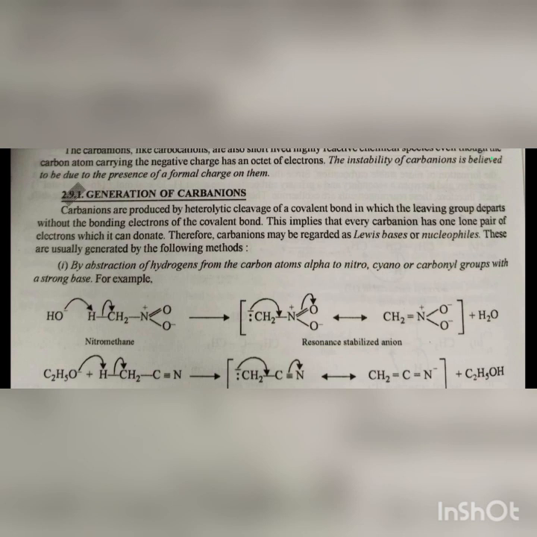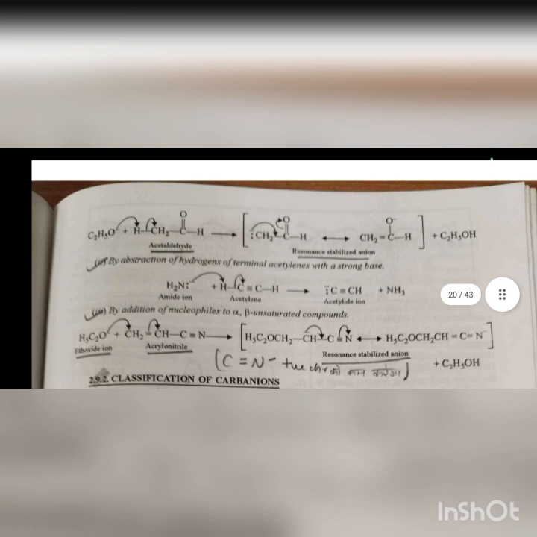First is by the abstraction of the hydrogen from the carbon atom alpha to nitro, cyano or carbonyl groups with a strong base. Second is by the abstraction of hydrogens of terminal acetylenes with a strong base. And the third is by the addition of nucleophiles to alpha beta unsaturated compounds.